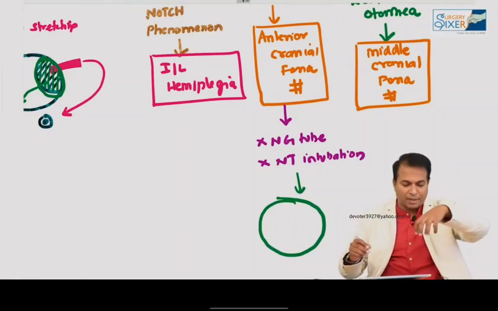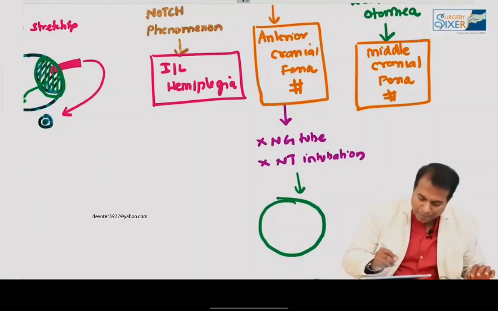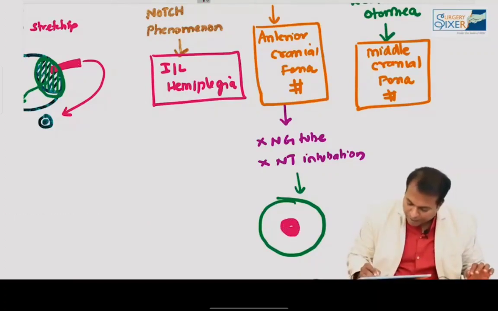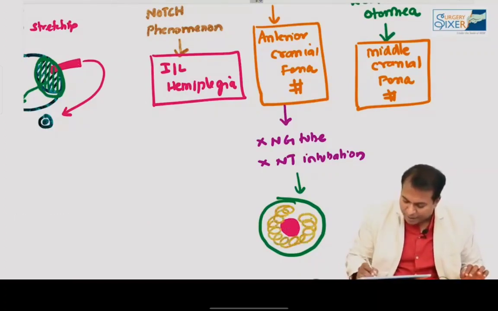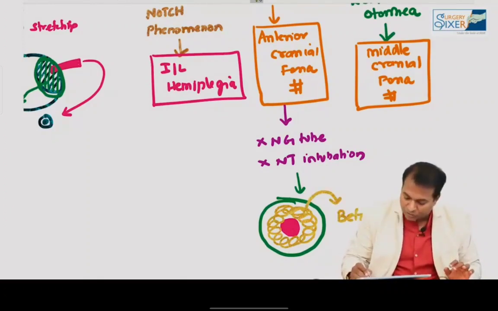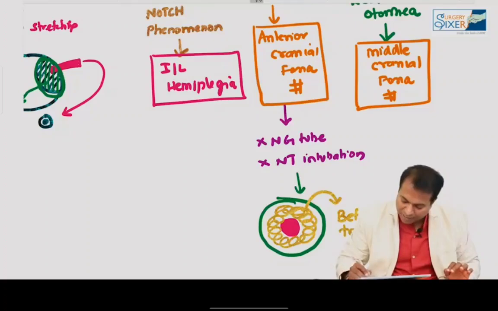You can put the fluid coming from the nose on a tissue paper. That blood will be seen in the center, and the CSF will be seen coming around the blood like this. And when you test the CSF, it will have beta 2 transferrin elevated.